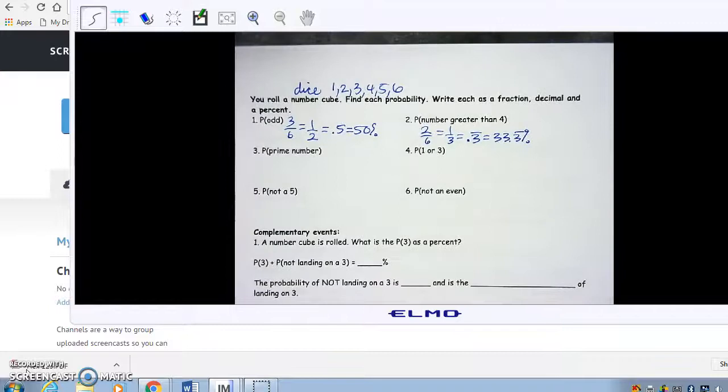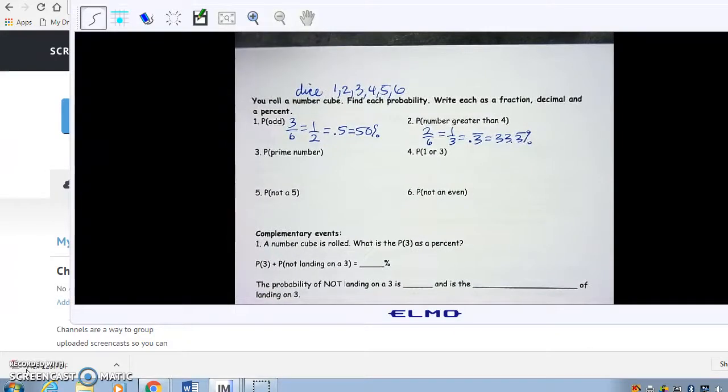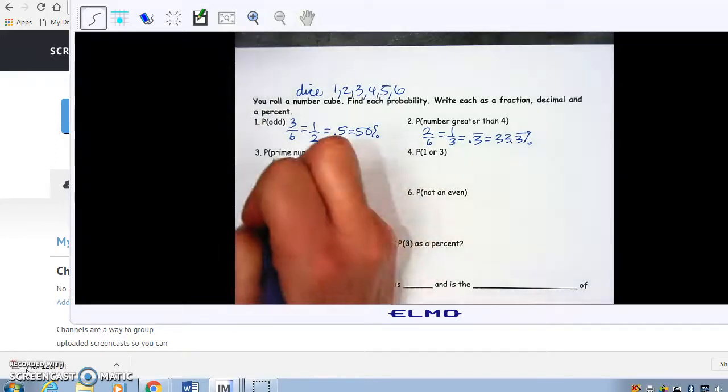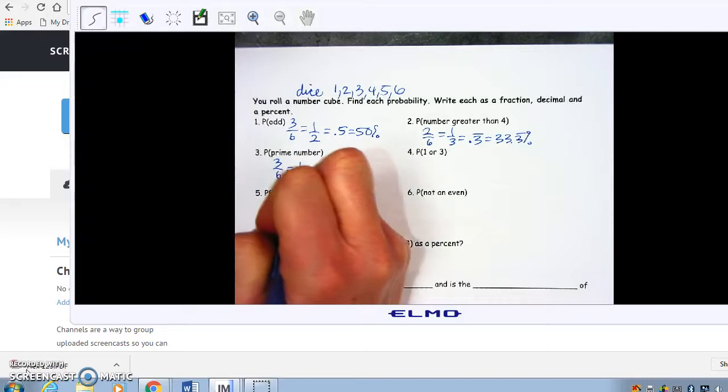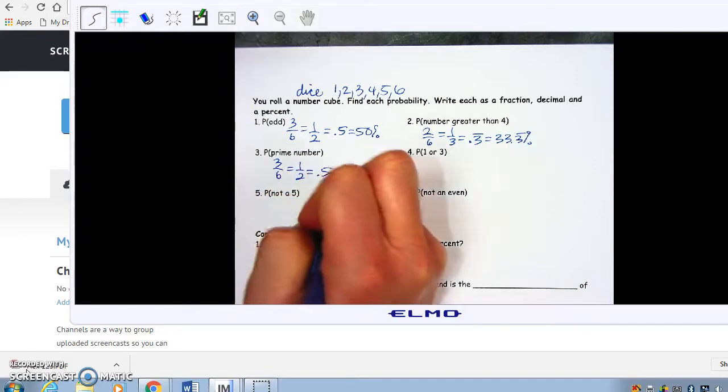How about prime number? This one might be a little tricky. How many of those numbers do you think are prime? Count them up. The answer is actually 3 of them. 1 is not a prime number, but 2, 3, and 5 are. So those are numbers that have only factors of 1 and itself. So 3 out of 6, again, we're back to 1/2, which is 5/10 and 50%.